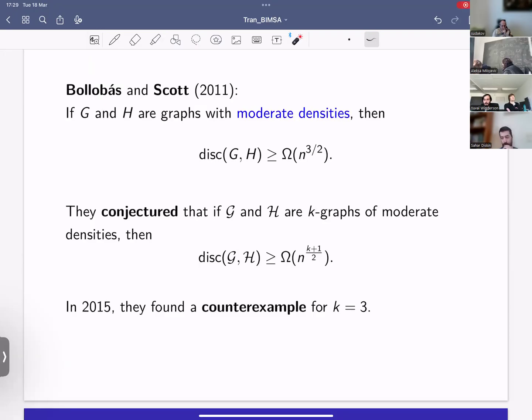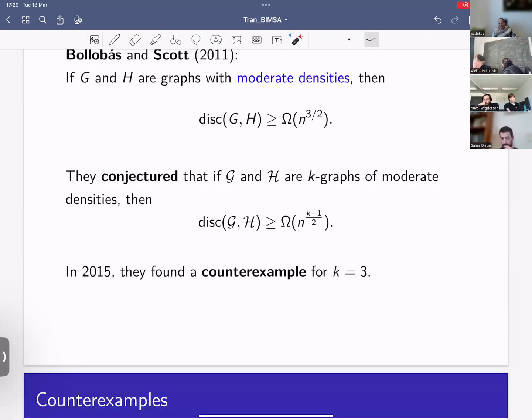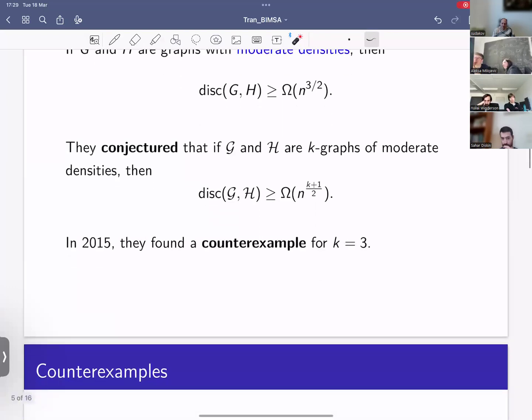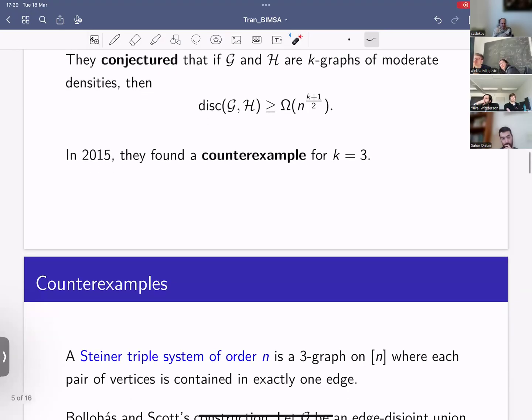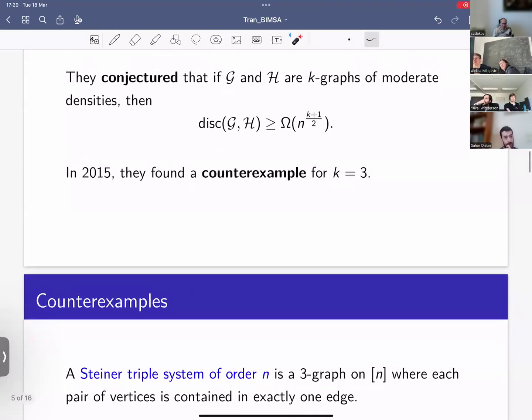But unfortunately, they found a counterexample for the 3-uniform case. And we managed to extend their construction to a counterexample for all uniformities at least 3. So somehow the 3-uniform case behaves very differently from the graph case.